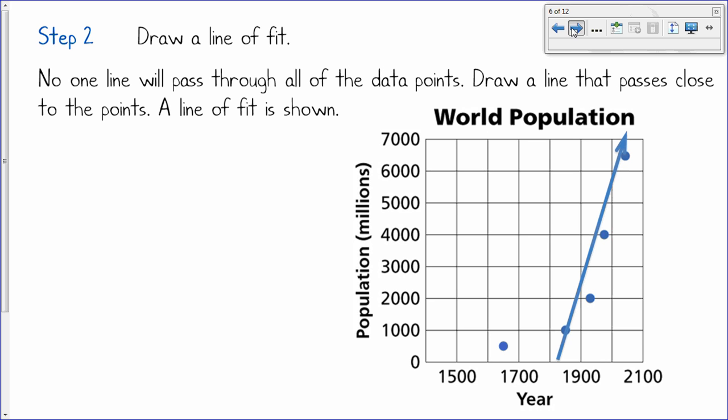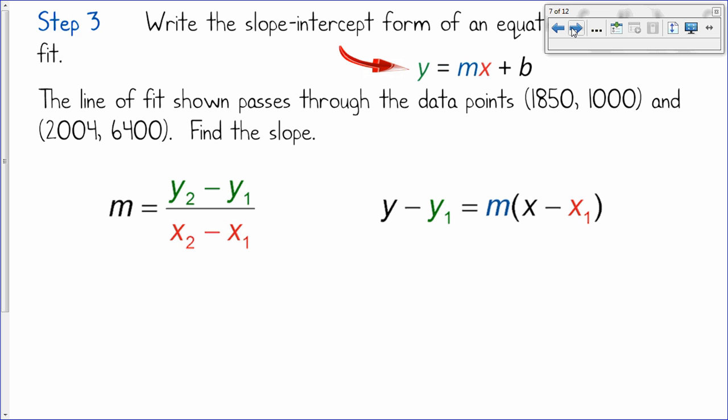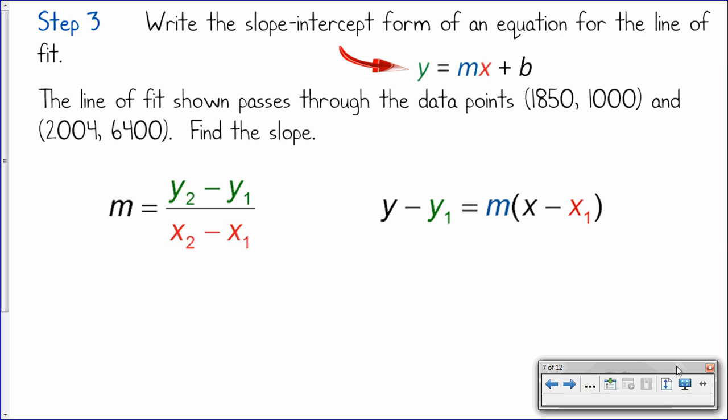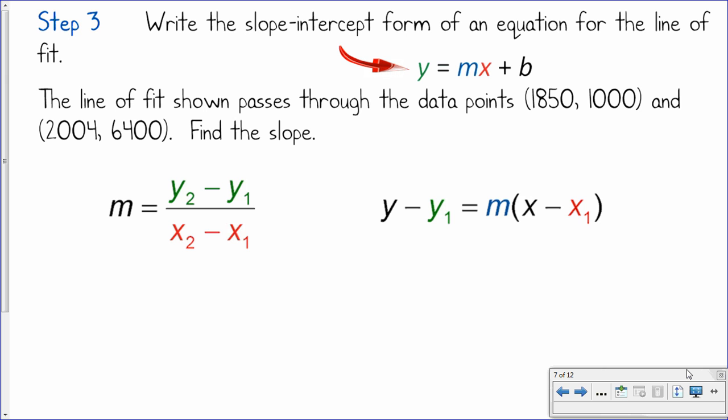All right, step three. Step three is probably the most involved part right here. Because what we want to do now is take the data like we did in 4.4 and 4.3, and write an equation that will help me predict values for later on. So step three, write the slope-intercept form equation of the line of fit. There's the slope-intercept form. You guys should be pretty familiar with that by now. Everything that we've done at this point, we're trying to tie in.